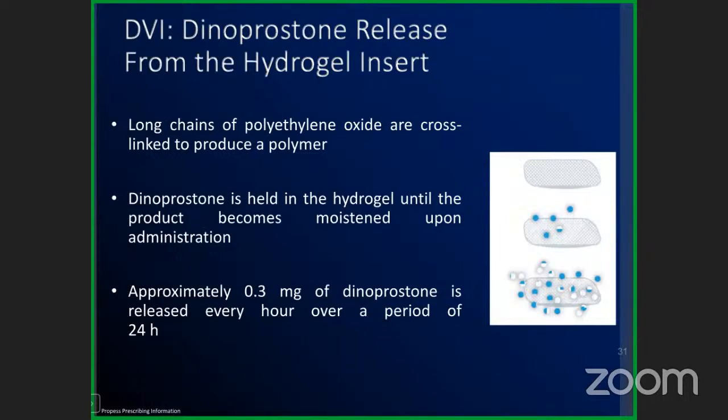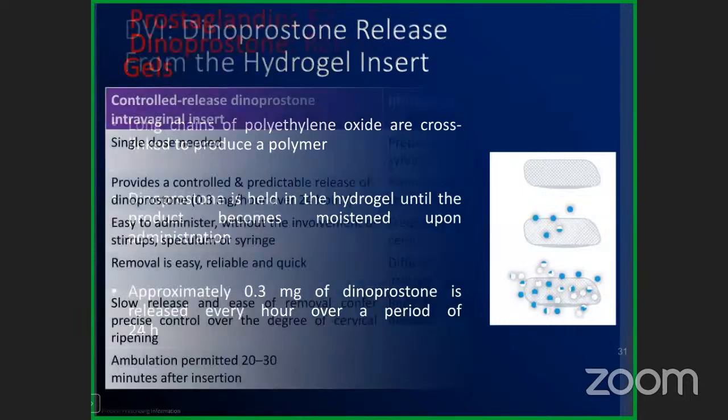Long chains of polyethylene oxide are cross-linked to produce a polymer. Dinoprostone is held in the hydrogel until the product becomes moistened upon administration. Approximately 0.3 milligram of dinoprostone is released every hour over a period of 24 hours.